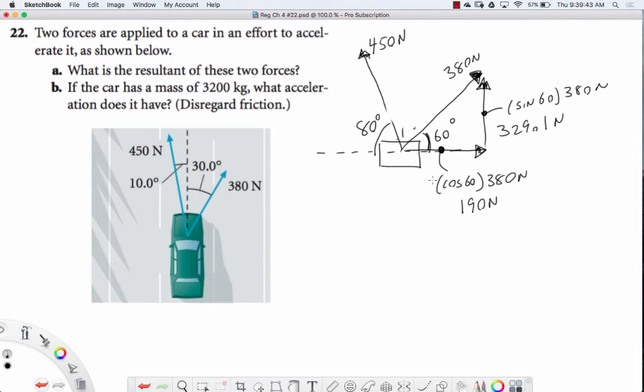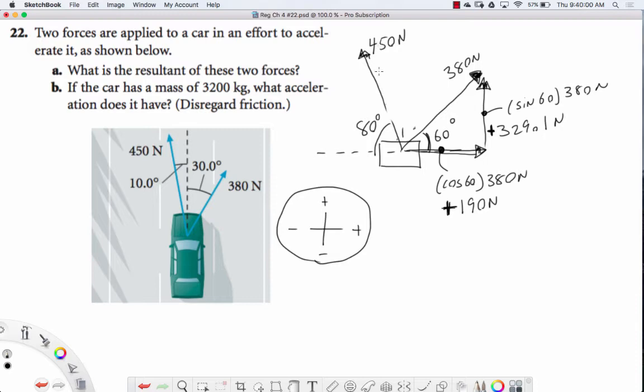Now, sign conventions. Our sign convention is to the right is plus, to the left is minus, up plus, down minus, like that. So this is going to be positive because it points to the right. And then this guy is going to be positive because it points up.